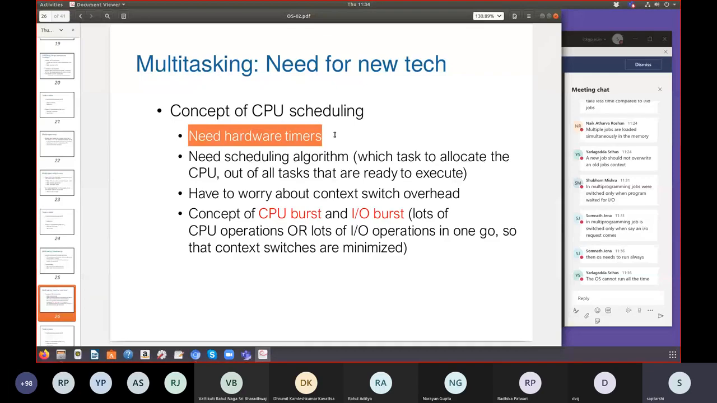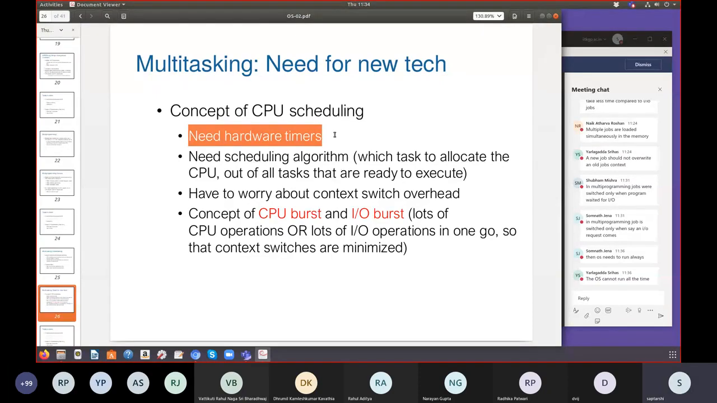And there will be some mechanism that when this time quantum is over, like say 10 milliseconds in our example, that hardware timer will inform the kernel, now you need to switch the CPU to some other job. Then the kernel wakes up and does the switching.